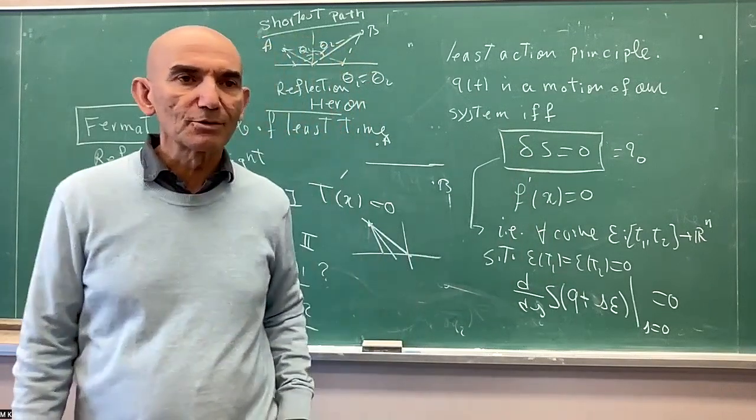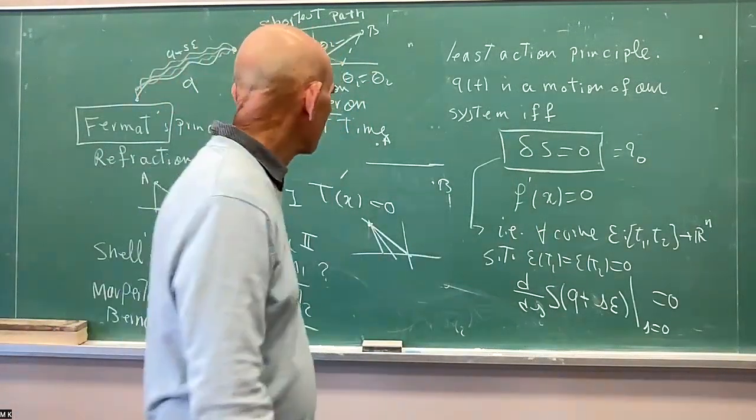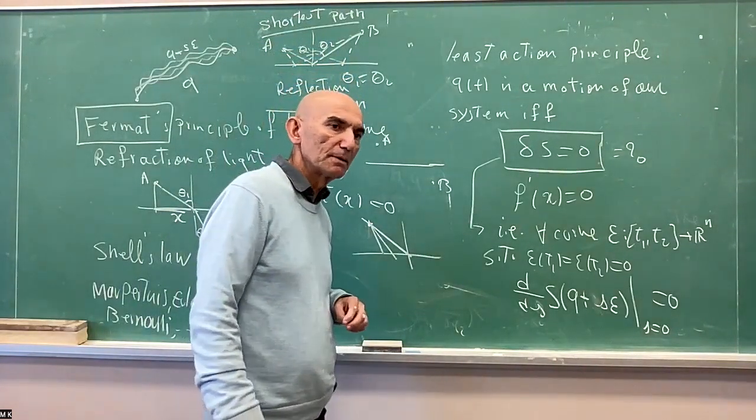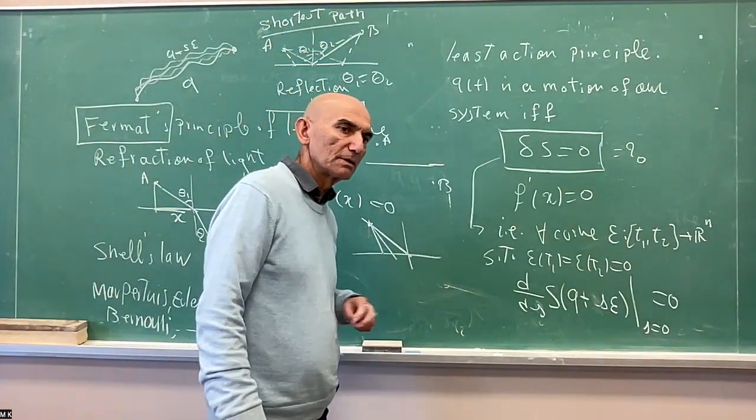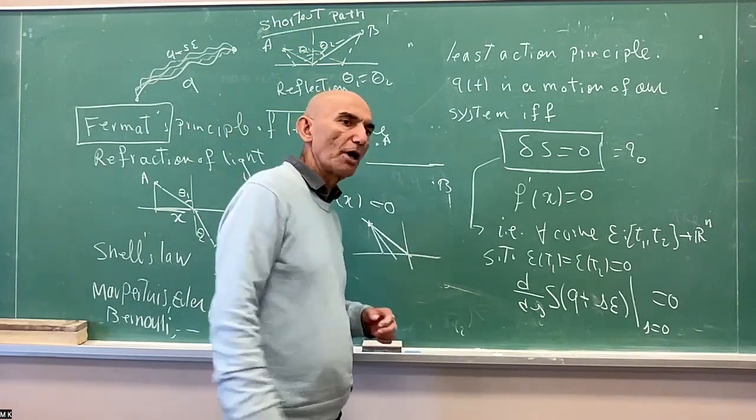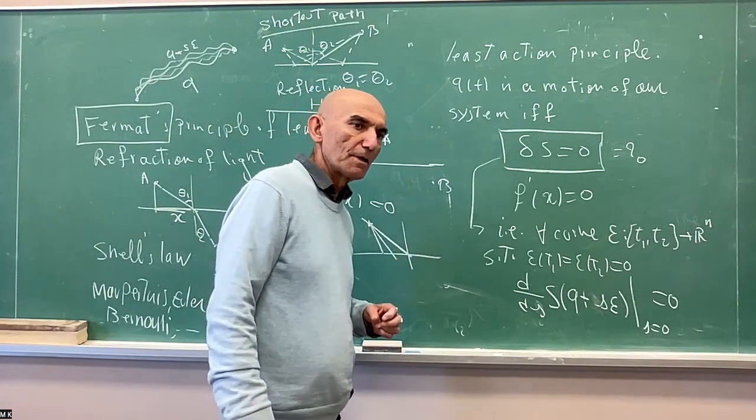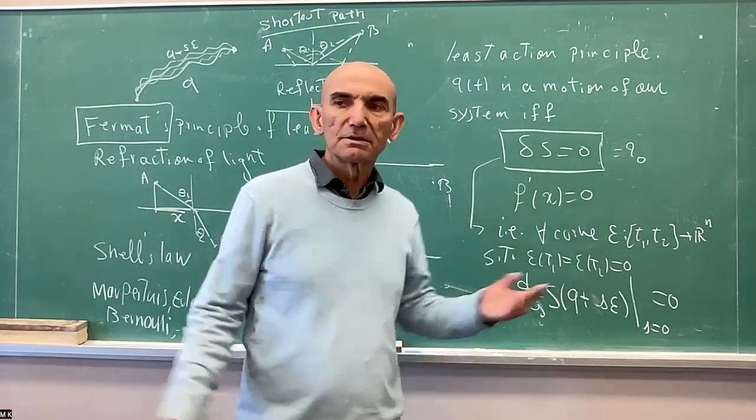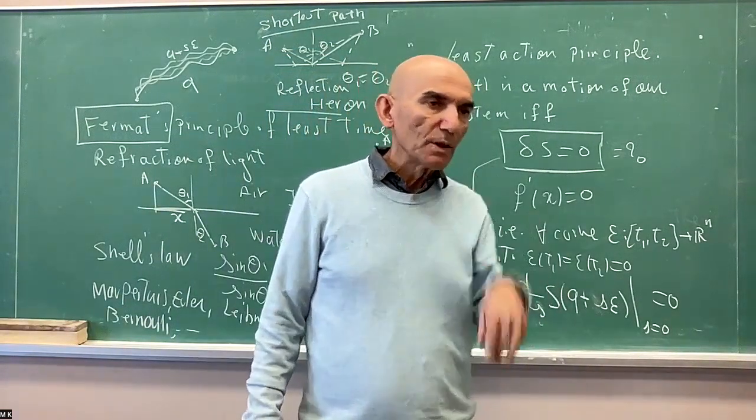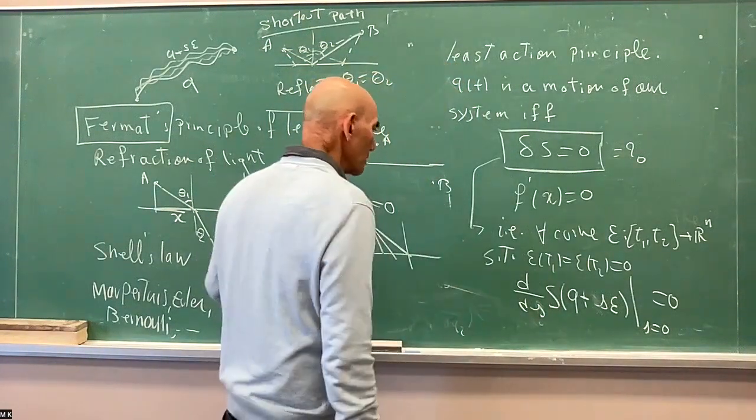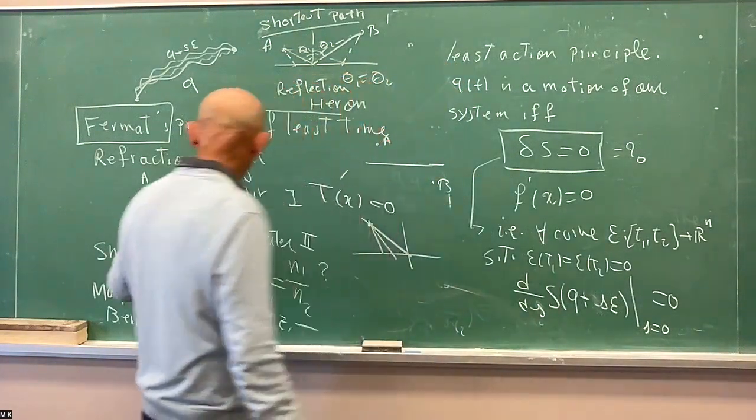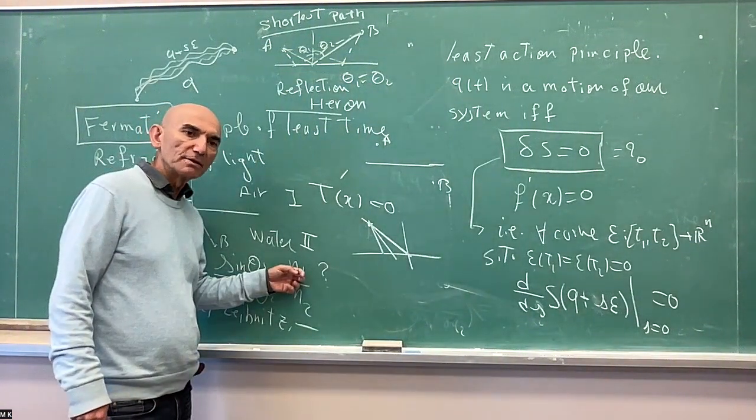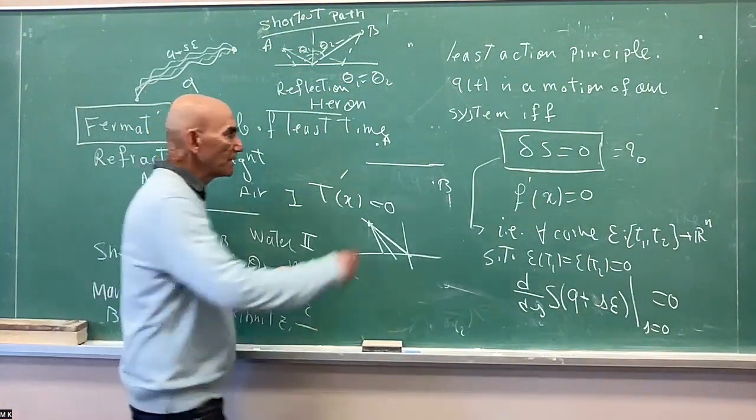Exactly. That's a good question. Can you write a Lagrangian down for reflection or refraction principles? Yes, you bet. It's a very simple thing. It's just time. All you have to know is the relation between n and the speed of light.